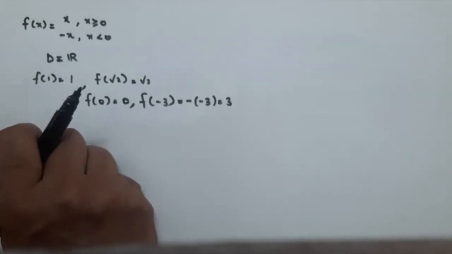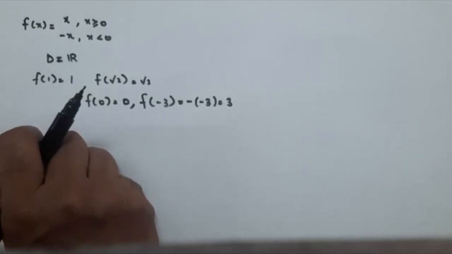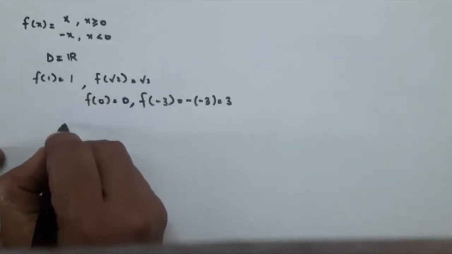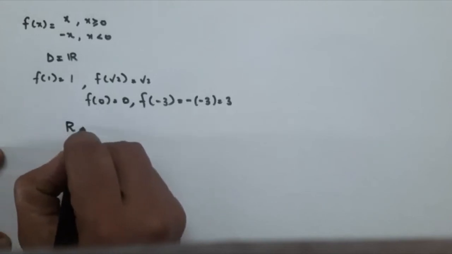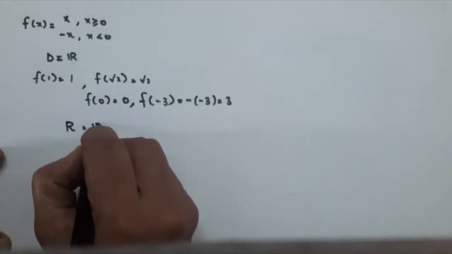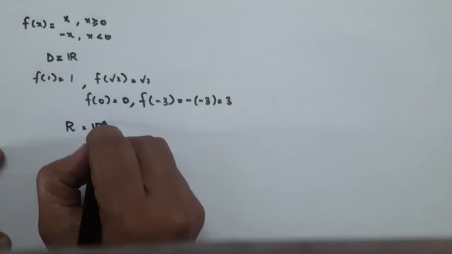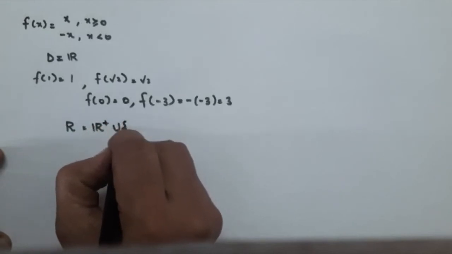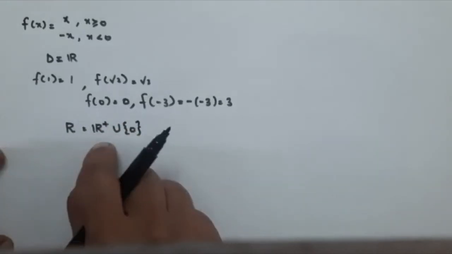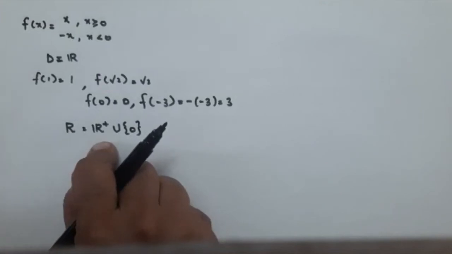That means in any case, that is when x is positive or negative, f of x is positive. Therefore, what about the range? Range is the set of non-negative real numbers. How can you write it? R plus union singleton set 0. That means it can be 0 or it can be positive.